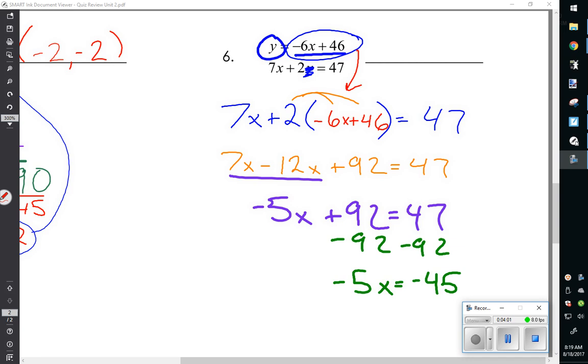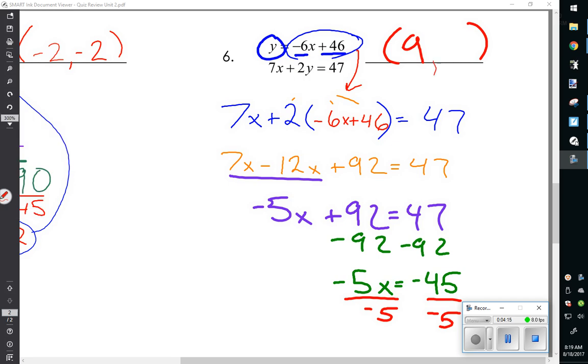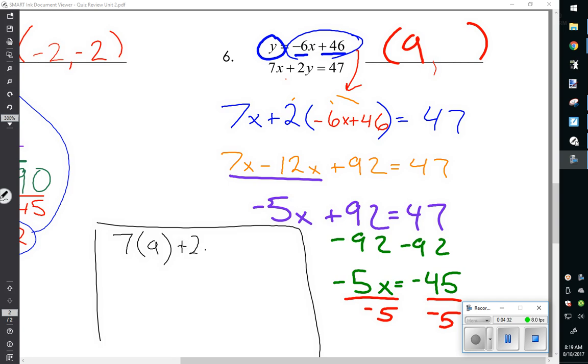Now I want to solve, so all I need to do left here to solve is divide by negative 5. I got my x value, it's 9. Now that I've got my x value of 9, I'm going to take that 9 and plug it back into one of those equations. I'm thinking I'm plugging into this one right here, the bottom equation. So again, this is a plug-in step. So I'm going to take 7 times 9 plus 2y equals 47.